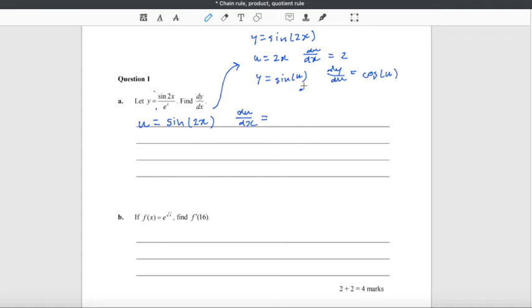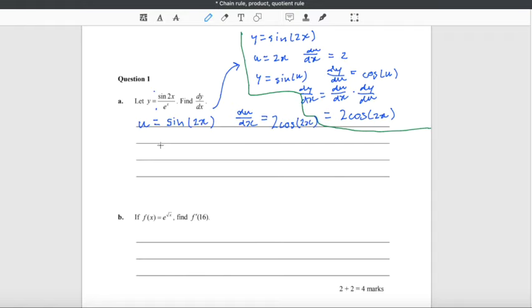Applying the chain rule says dy dx equals du dx times dy du. Applying that to that question would give us du dx, which is 2, times cos of u. 2 cos of u, being 2x. So put a box around that. So we know that the derivative of sine of 2x is 2 cos 2x. And we know that from the chain rule, but it's also on your cheat sheet if you're unsure.